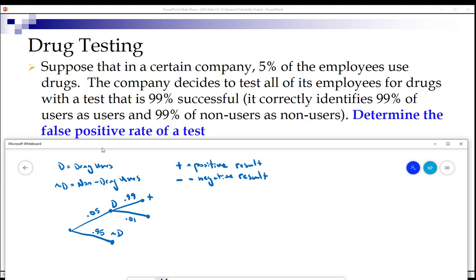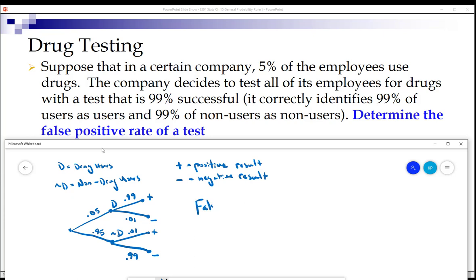But then there's going to be 1% that actually tests negative. If I go from the non-drug users, what I want to do is find how many people will test positive that don't do drugs and how many people will test negative that don't do drugs. If they don't do drugs, 99% of them will test negative. But there is the unfortunate 1% of those who don't do drugs that are going to test positive, and there's 1% of them. So this question says, determine the false positive rate.